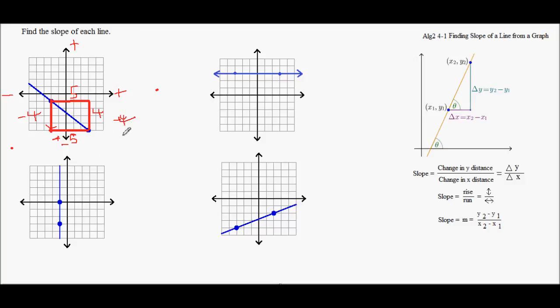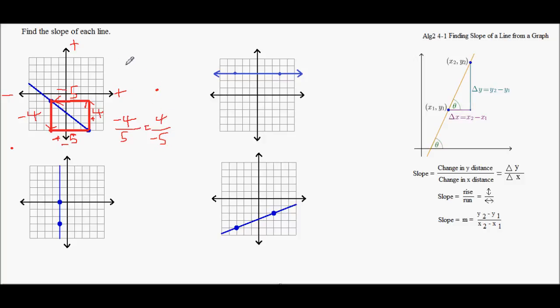Let me do this. Negative 4 over 5. Or this way: notice you go plus 4 this way and negative 5 this way. You're going up this way and then over this way. So you go up, which is the same thing as saying going up 4 and then minus 5. But anyway, you end up with a minus slope.